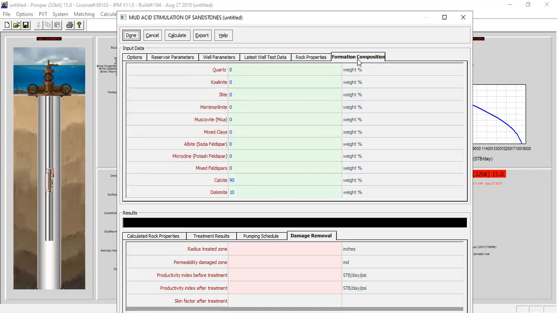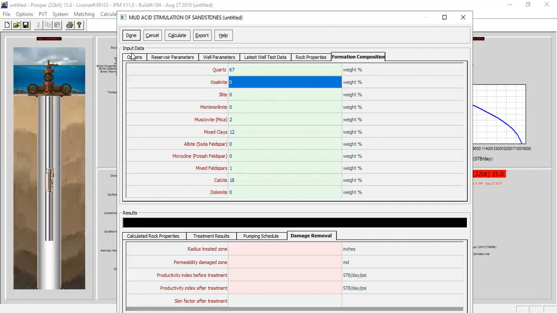All right, and for the formation composition, you can see it is in percentage of weight. So you can follow me. Let's say the composition of our rock, 67 quartz, no kaolinite, no illite, no montmorillonite. We have mica and mixed clays, no albite, no microcline. We have mixed feldspars. We have calcite, 18%, and no dolomite.